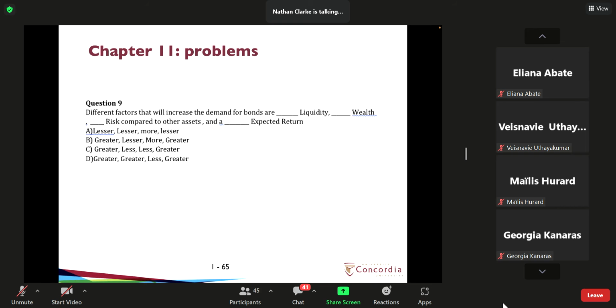Then you got question 9. This is just sort of a question to make sure you understand how the different factors are influencing asset demand. So what do you think the answer is? Read it and type it in the chat. So most people saying D, and you're correct, right?